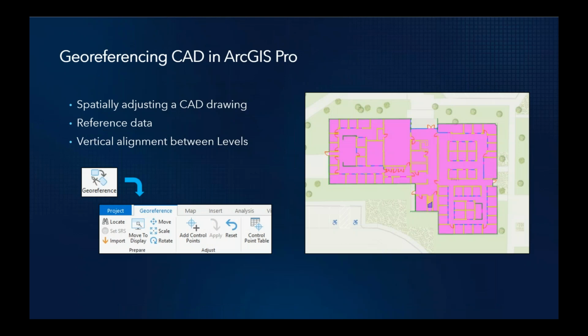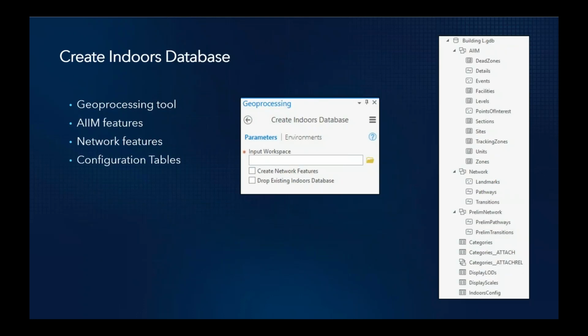Once you've made that determination, and let's say the answer is yes, you need to georeference your CAD data in Pro, both horizontally and vertically aligning between levels. Here you can use the off-the-shelf georeferencing tools with ArcGIS Pro. Once you've taken that step, you can create the Indoors database.